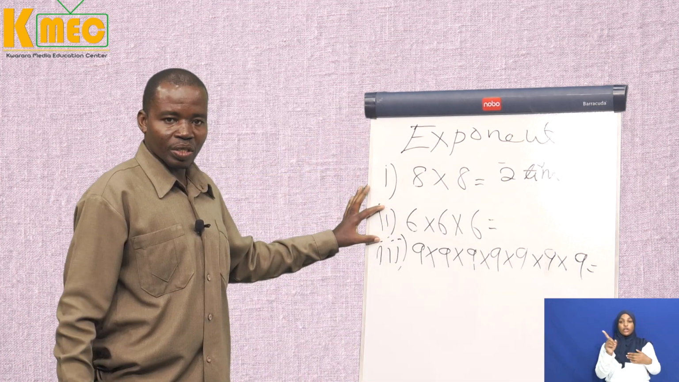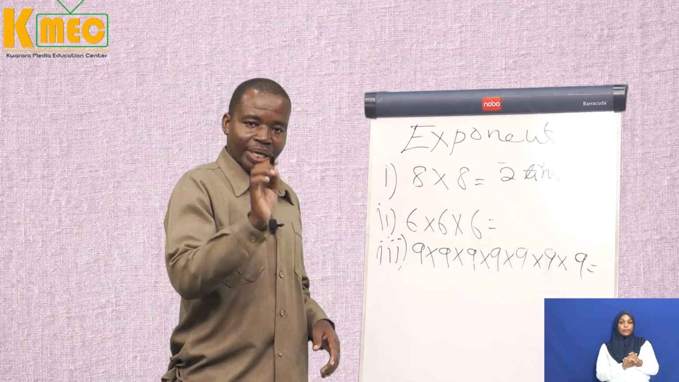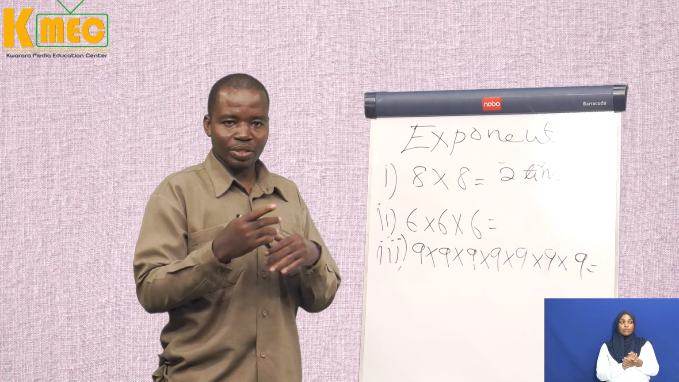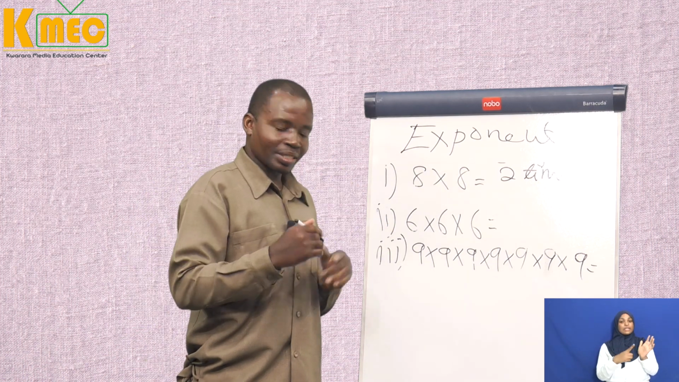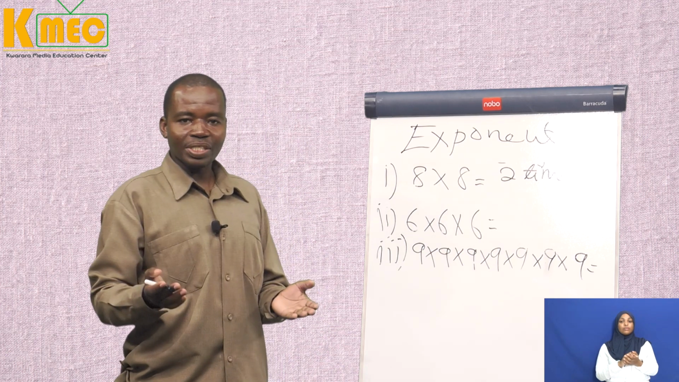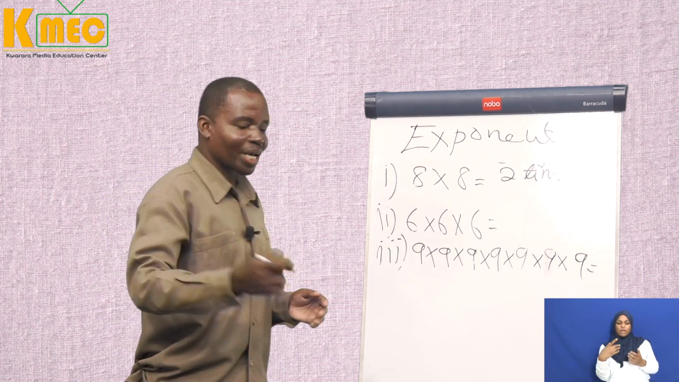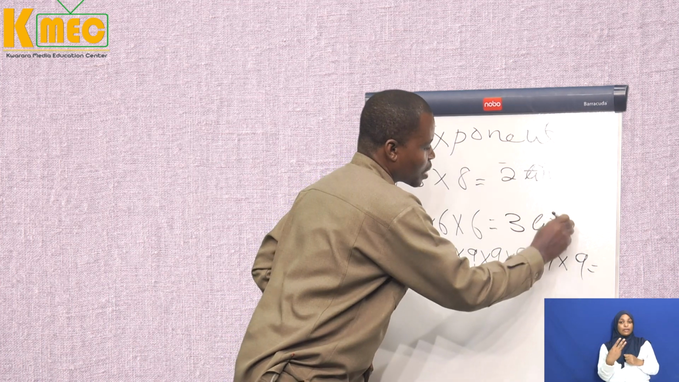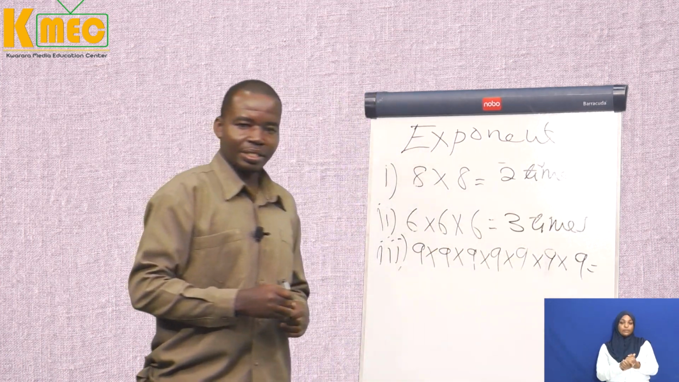Example number 2. So 6 by itself, we just count here. 6 multiplied by itself, 1, 2, 3. How many times? Well, it multiplies 3 times. 6 multiplies itself 3 times.